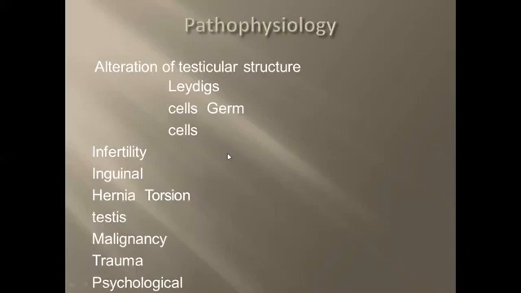So there are some complications. If you recall my previous lecture, I have told you a formula for that. So what will happen if the testis is not there in the right place? The patient will go infertile. This is usually associated with inguinal hernias, and is more prone to torsion of the testes.